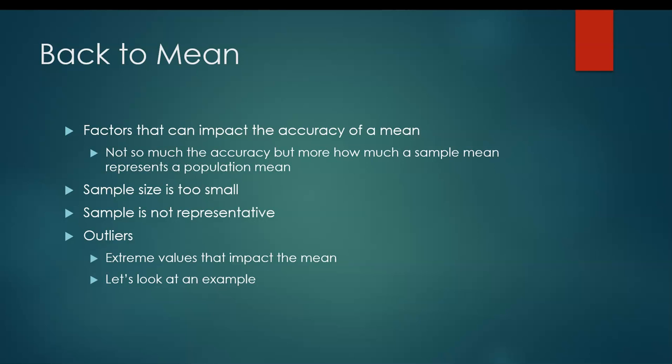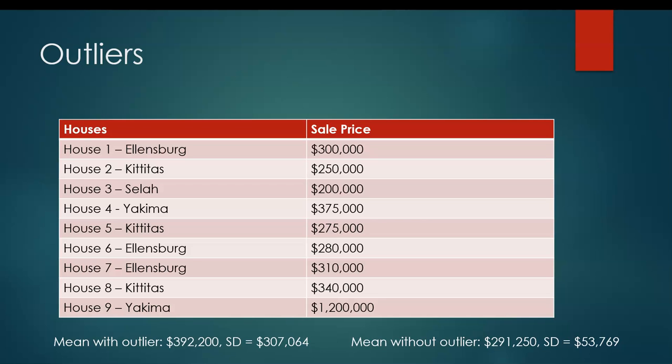Now I'll give you an example. Here's an example of an outlier. These are house prices. There's Ellensburg, Kittitas, Selah, Yakima, Kittitas, Ellensburg, Kittitas, and Yakima. And if you look at all of the different house prices, they seem to all fall within a particular range. So if you were to calculate the range, except for one, if you were to calculate the range of the first 8, you come up with a mean of $307,064. But that ninth house would be an outlier because it would be far from the mean otherwise.